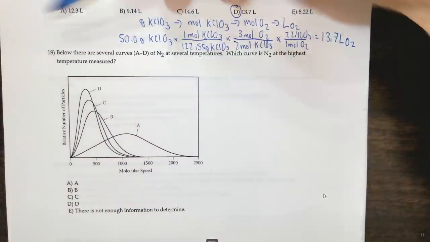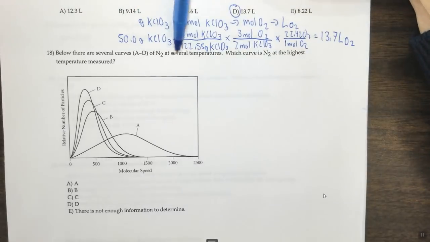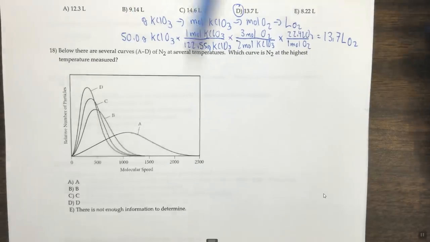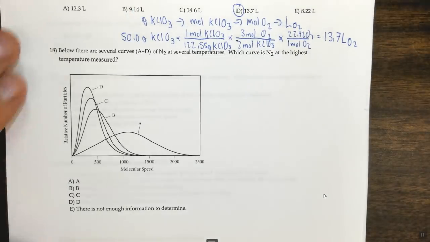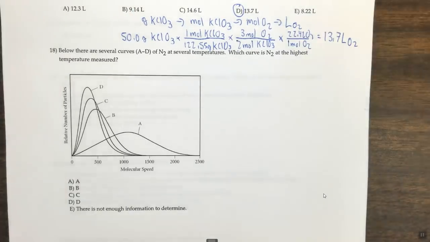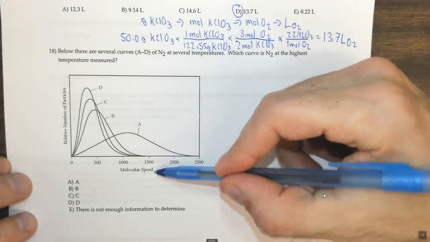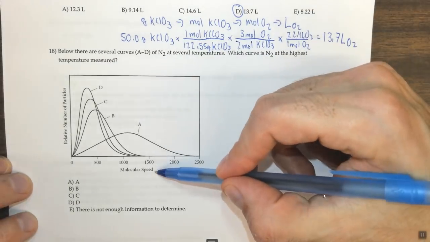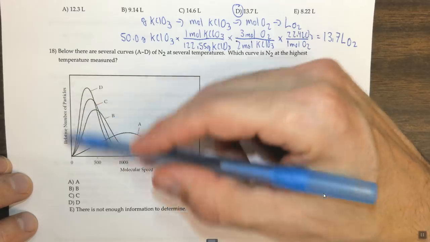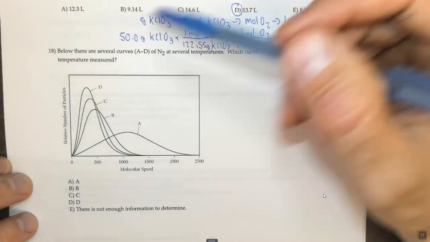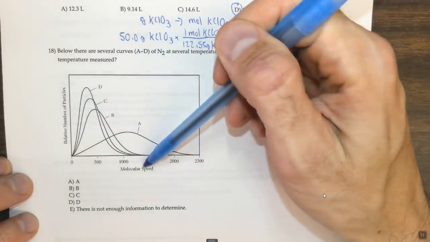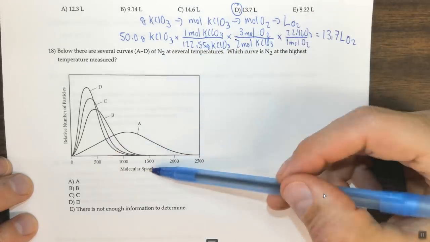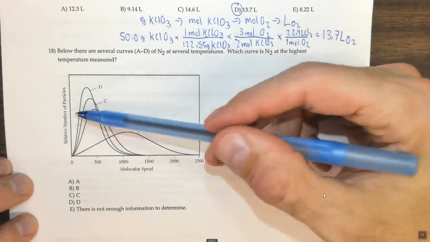Number 18 says, below there are several curves of nitrogen at several temperatures. Which curve is N2 at the highest temperature measured? Well, anytime you're asked to interpret a graph, the first thing you need to do is read the axes. The first axis on the x is molecular speed. And the second axis on the y is relative number of particles. It doesn't matter which one you read first. But we have speed down here, and we have a relative number of particles.